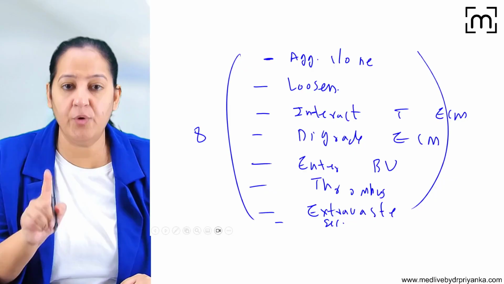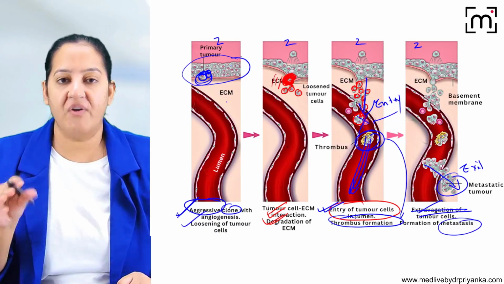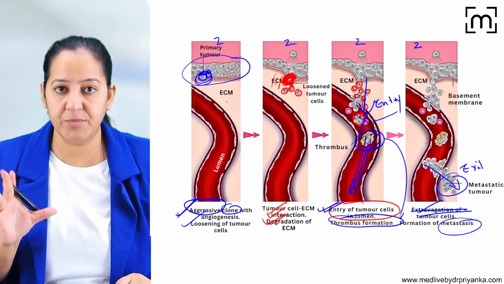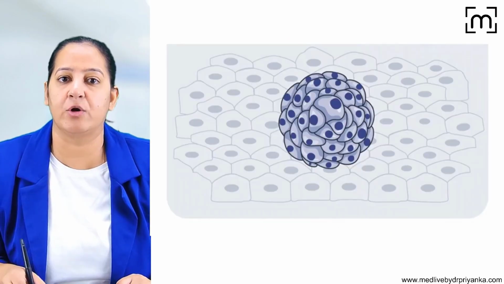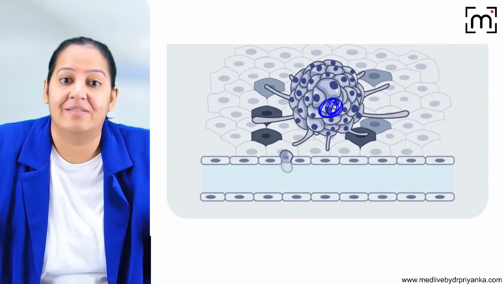Now I will show you a video in which all 8 steps are there. Are you ready to watch the video? Please, everyone. So first you can see the primary tumor cell, in which a clone becomes aggressive and loosens, and it is penetrating into the ECM.